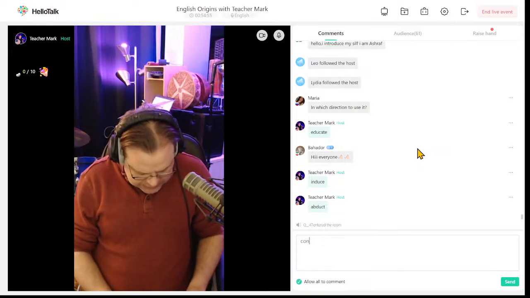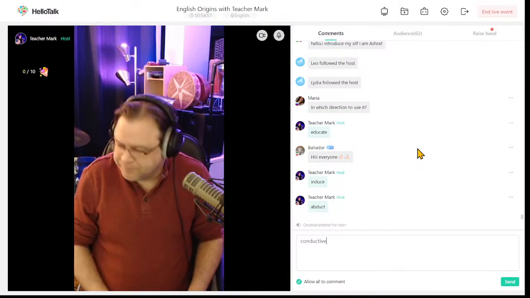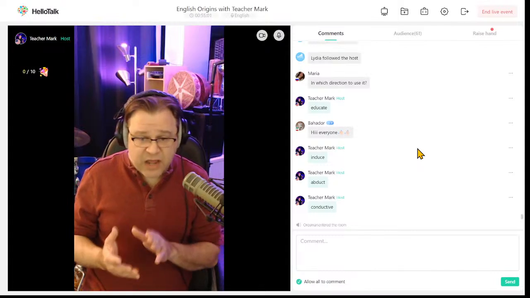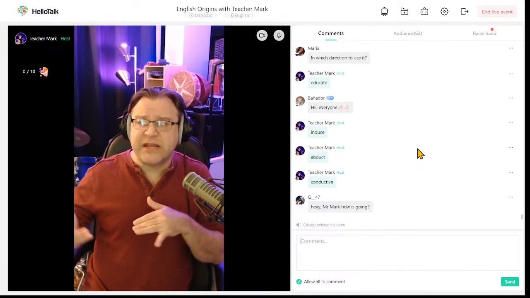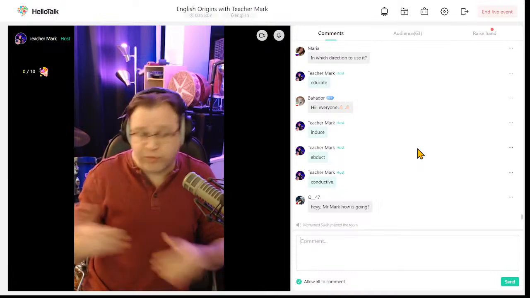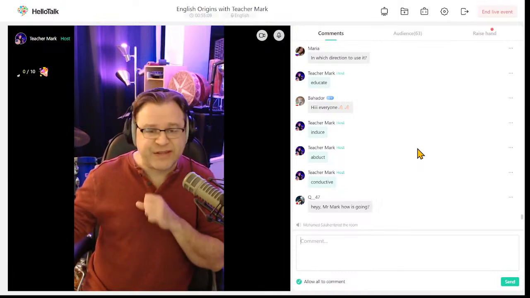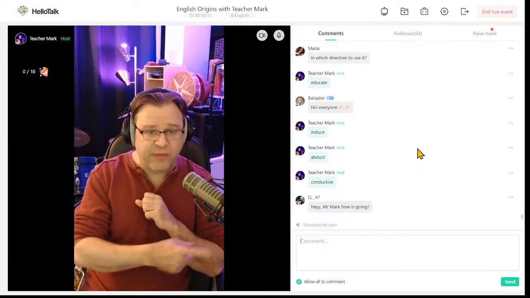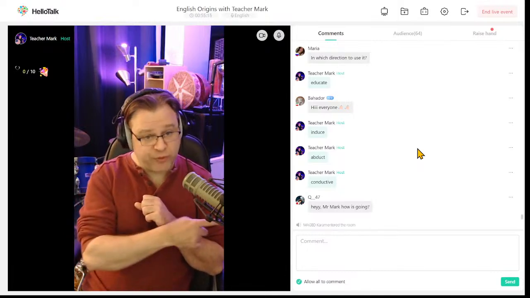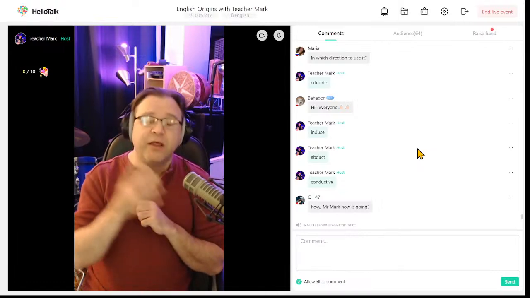And conductive. Conductive means having the ability that electricity can go through it. So can electricity lead itself through there, then it's conductive. Okay? If electricity can go through it, can be led through, then it's conductive.